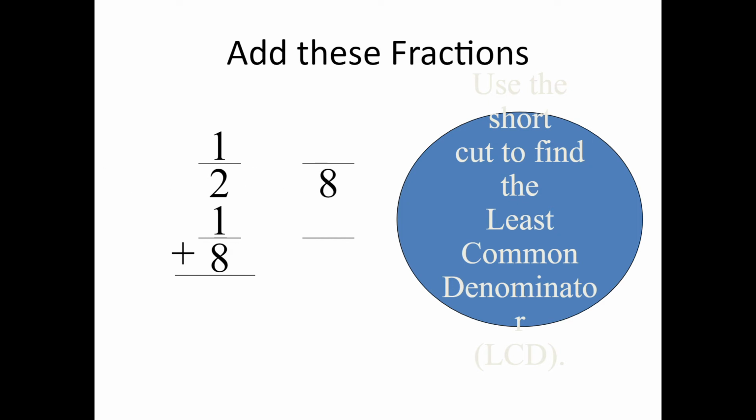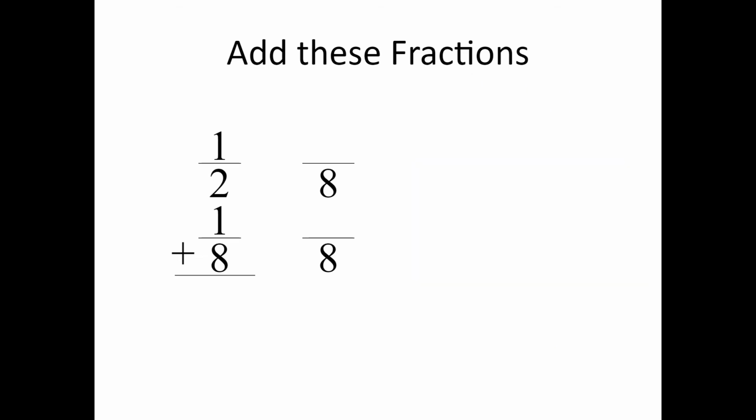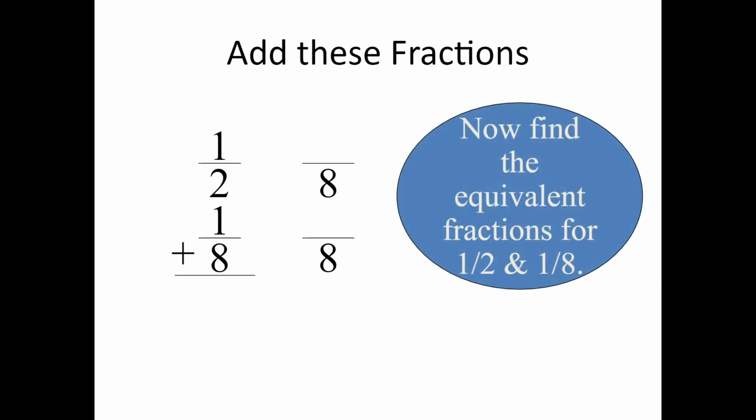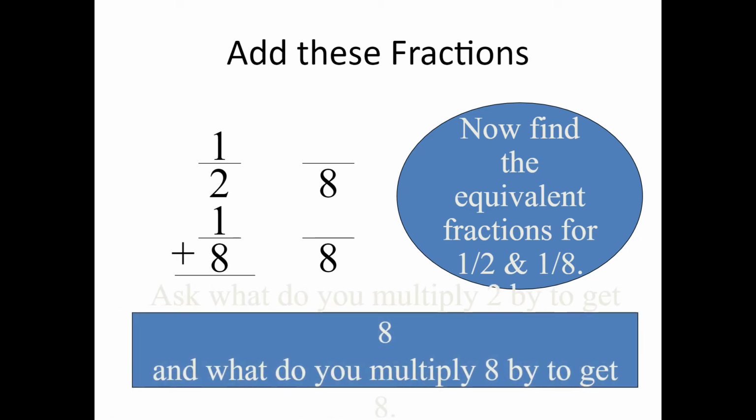Shortcut being, I know that 2 will go into 8 4 times, so 8 is going to end up being my least common denominator. Now find the equivalent fractions of 1/2 and 1/8. Ask, what do you multiply by 2 to get 8, and what do you multiply by 8 to get 8? I know that 2 times 4 equals 8. I know that 8 times 1 equals 8.